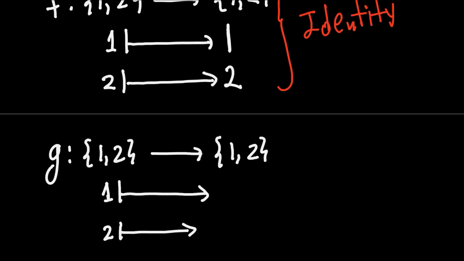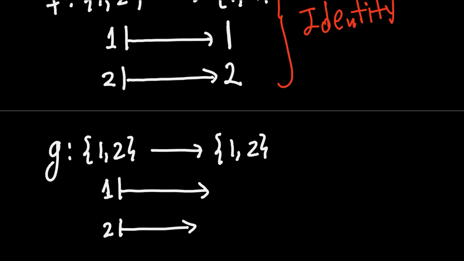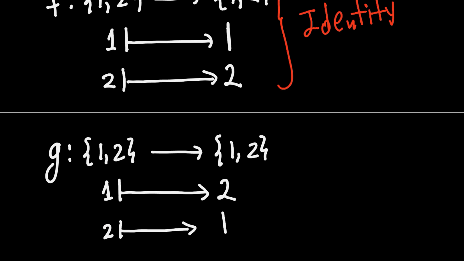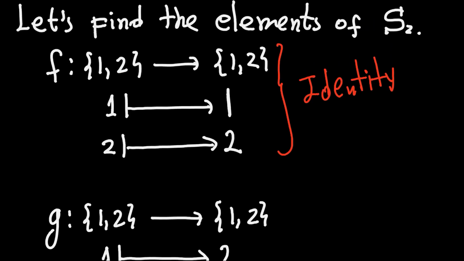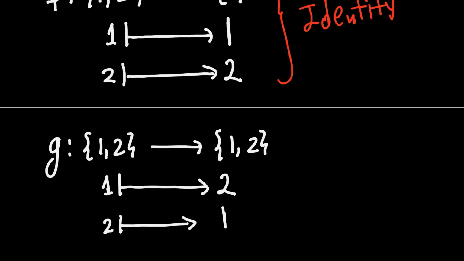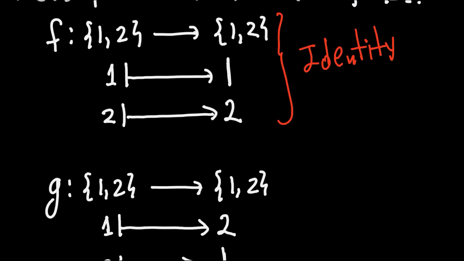Now there's another possibility here. 1 could go into 1, but if I do that, it will give me the same function as above. So let's do the other choice. 1 would go into 2, and once I choose the value for 1, 2 will not go into 2 because it won't be a bijection, so 2 goes into 1. These are the only functions from the set {1, 2} to {1, 2} that are bijections. There's no more. So S2 has only 2 elements, this function and this function.